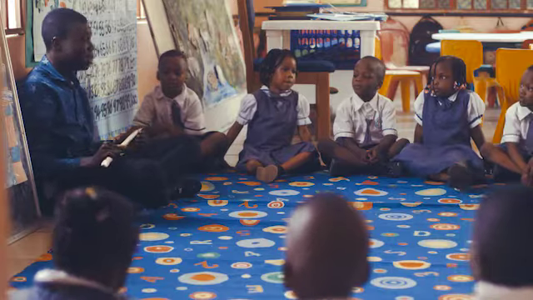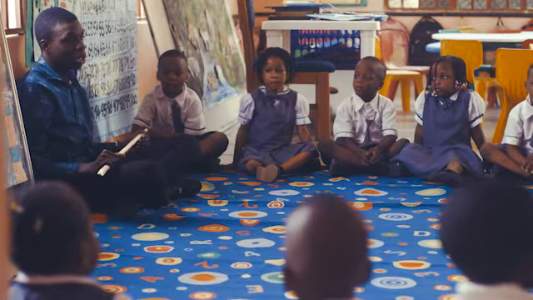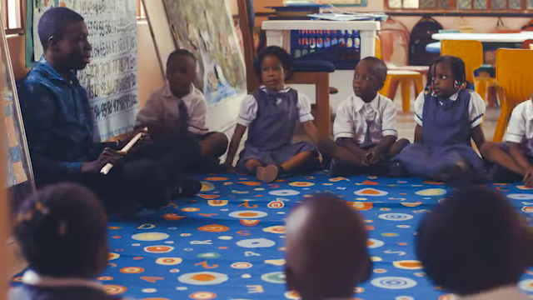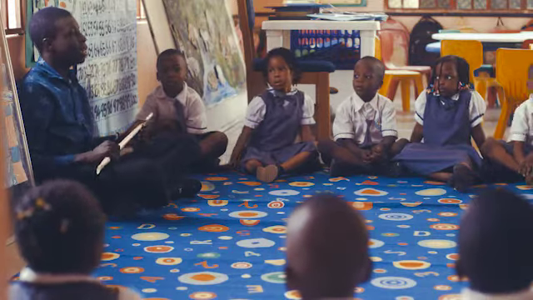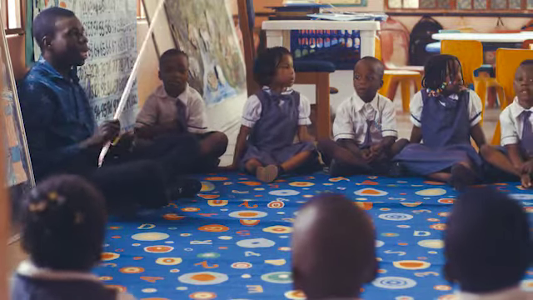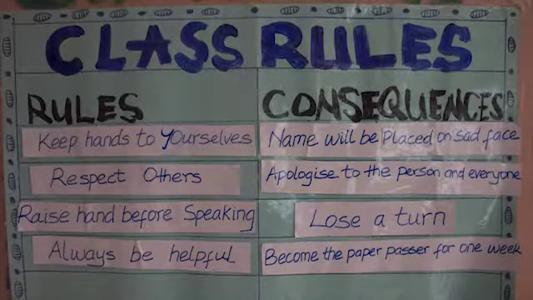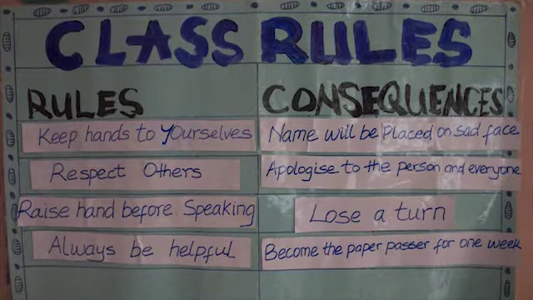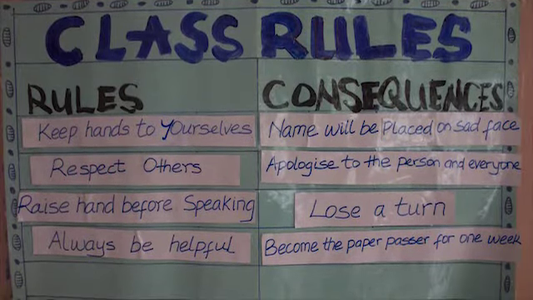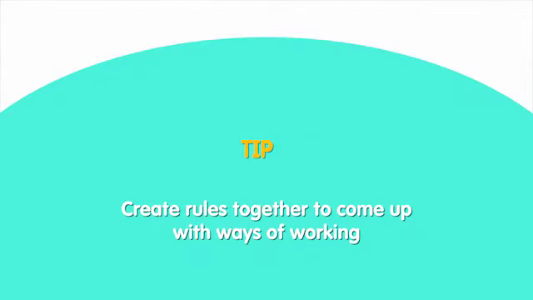I'm going to read out the rules and you repeat after me. Do you understand? Yes. Okay, I start. Rule 1. Keep hands to yourselves. Keep hands to yourselves. Create rules together to come up with ways of working.